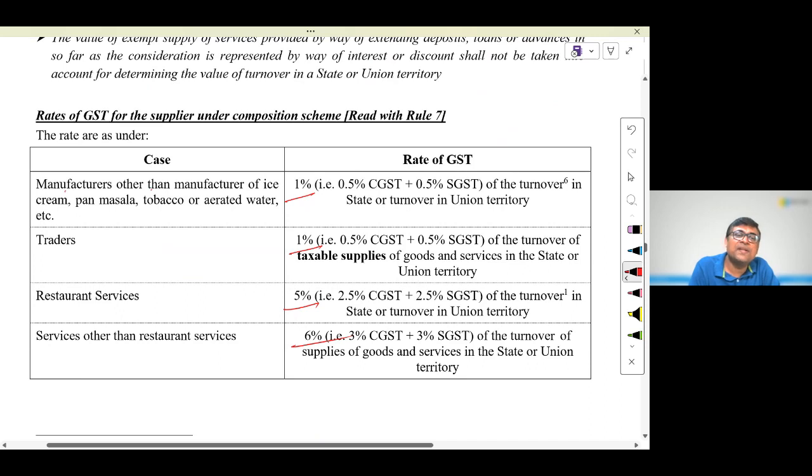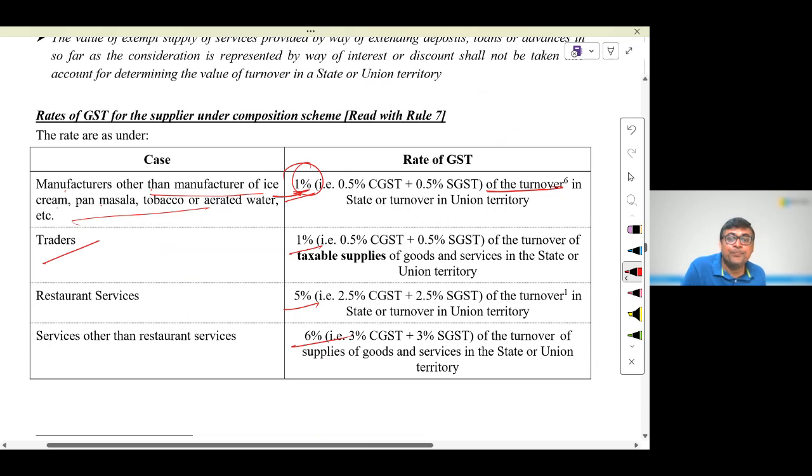Manufacturer other than manufacturer of ice cream, pan masala, tobacco, or aerated water, etc. That means you should not be a manufacturer of all these things. If you are manufacturing all these things, then this scheme is not applicable to you. Then the rate of GST would be 1%. 1% of what? 1% of the turnover. Whatever turnover you have, 1% of that.